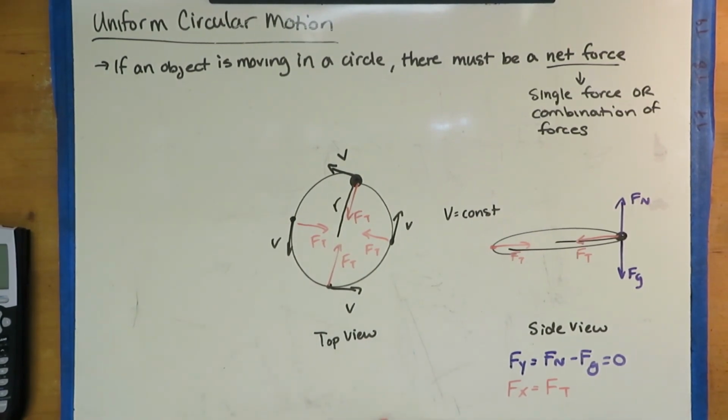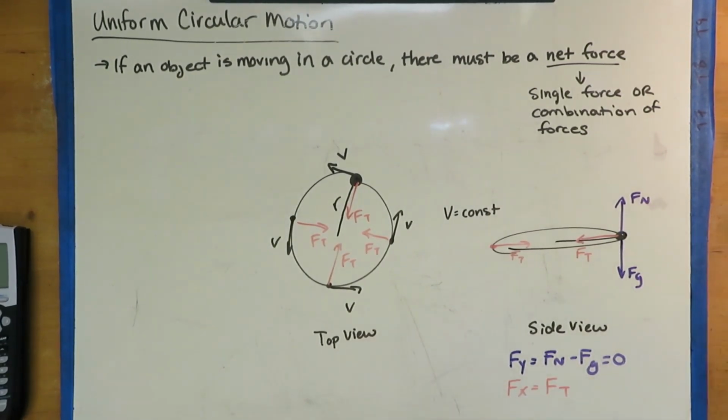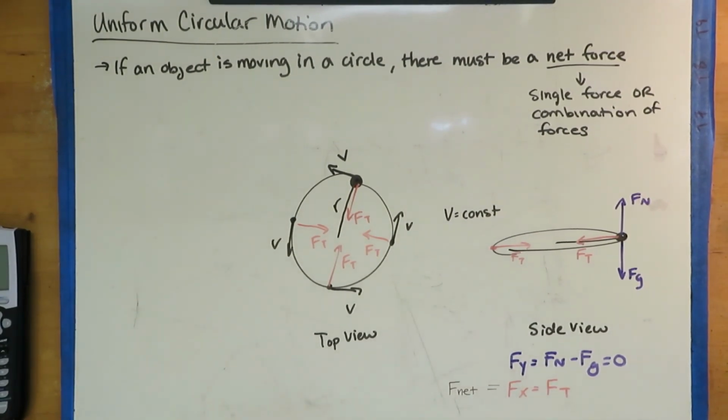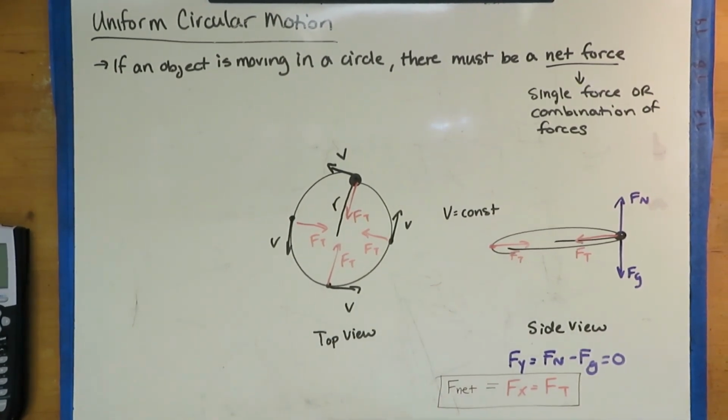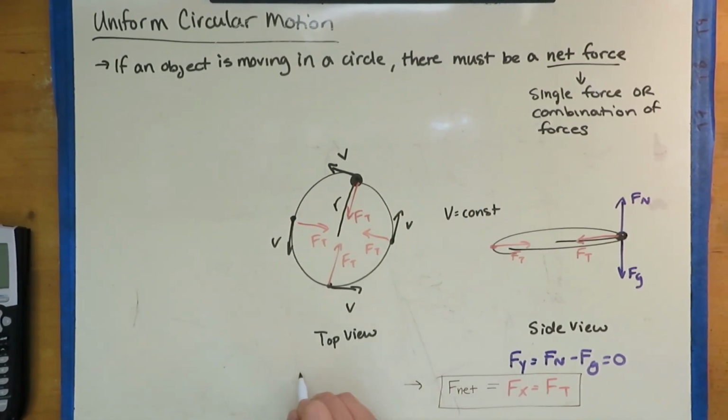So if I think about this, okay, there must be a net force. Well, my net force in this case is my force in the x direction. So this is my net force. And because we're talking about circular motion, we further define this net force, because this net force was responsible for the circular motion. We call that force the centripetal force.